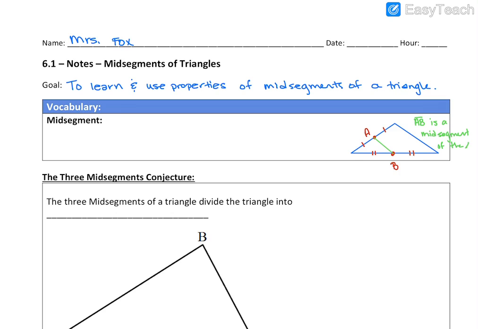of the triangle. So we can actually go in, we'll define this now as well. A mid-segment is a segment connecting the midpoints of two sides of a triangle.